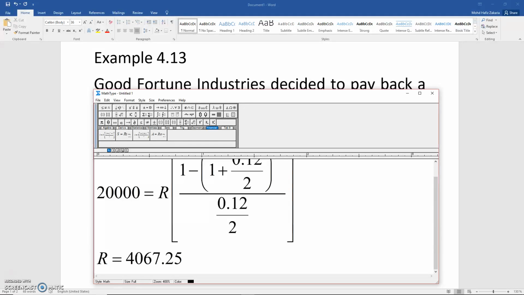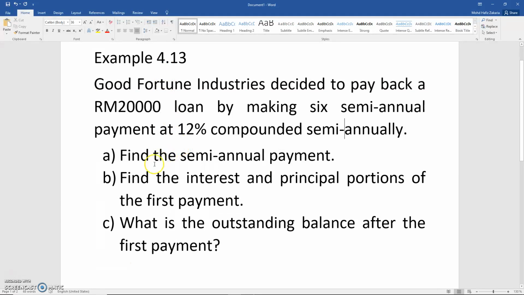4,067.25 times 6. Basically, the total amount of money that will be paid by Good Fortune Industry is 24,403 ringgit and 50 cents, where the original amount is 20,000, and the balance is the interest. Alright, so let's look at the other question.